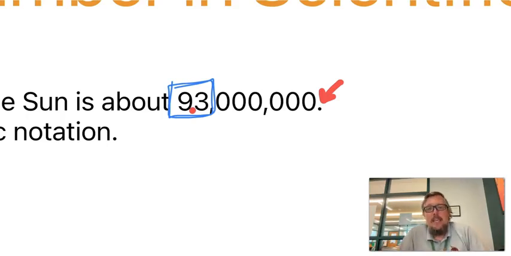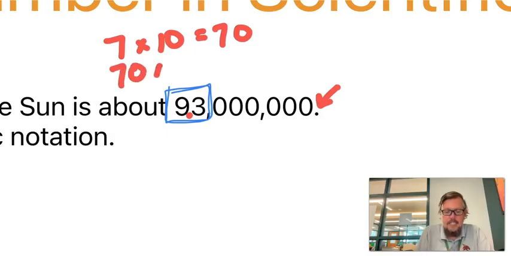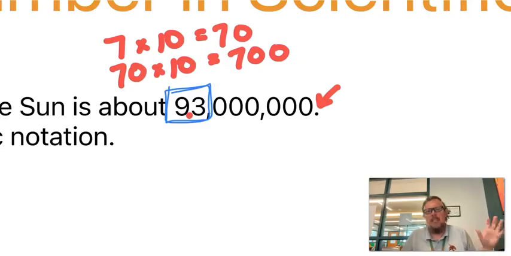Now, the reason we're counting spaces is because when you multiply by 10, all that happens is that you move the decimal over one spot. Multiplying by 10 just adds a 0 to the end. For example, 7 times 10 is just 70. We just add a 0 to the end. 70 times 10, we just add another 0 to the end. It's 700. So when you multiply by 10, you're just adding a 0 to the end, which is the same thing as moving the decimal over a spot. So how many times do we multiply by 10 to turn 9.3 into 93 million?